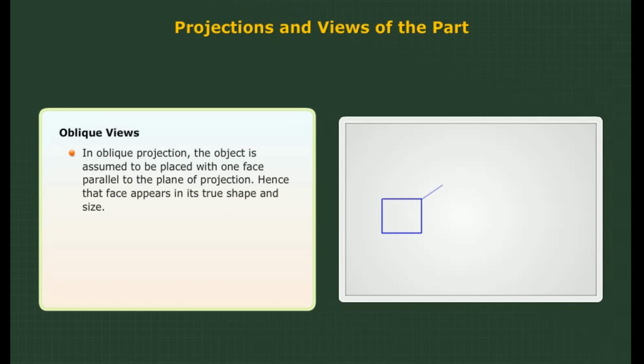In the oblique projection, the object is assumed to be placed with one face parallel to the plane of projection. Hence, that face appears in its true shape and size. There are three axes: a vertical, a horizontal, and a third axis inclined at 45 degrees to the horizontal plane.